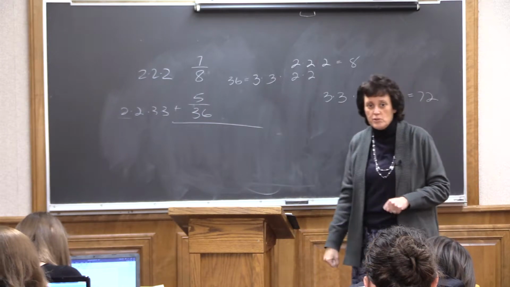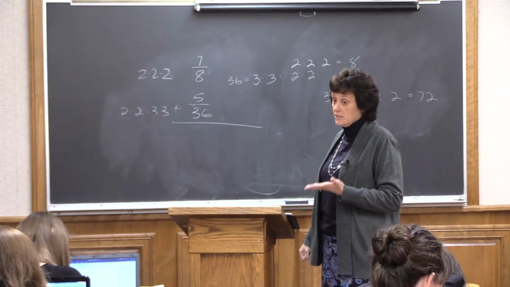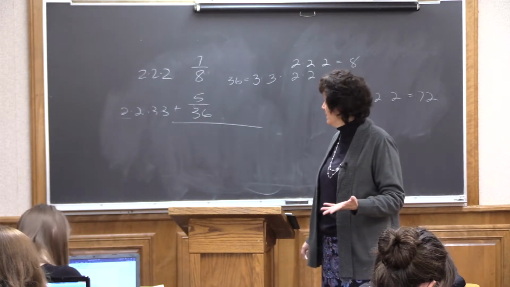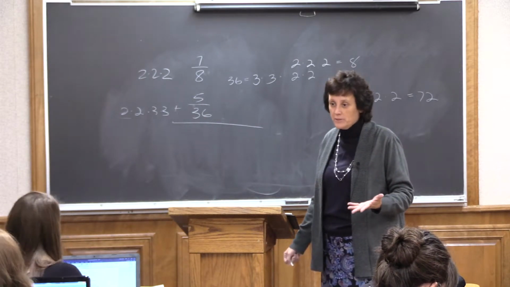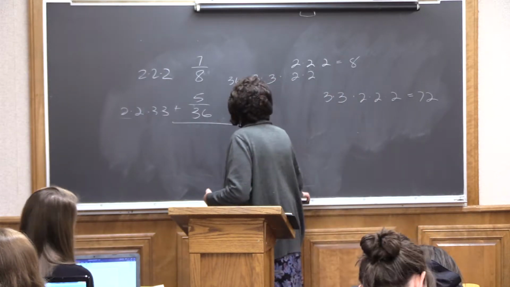Are you going to think of 72 off the top of your head? Probably not. You don't have to think of it off the top of your head. You don't have to start trying random numbers. There's nothing random about this.